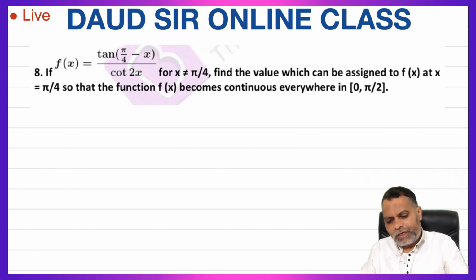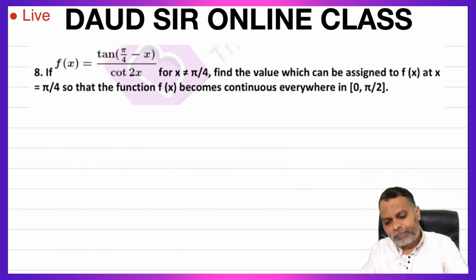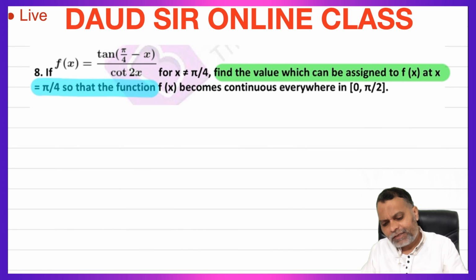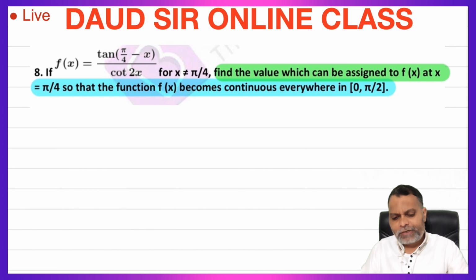Question number 8. If f of x is equal to tan of pi by 4 minus x upon cot 2x, for x is not equal to pi by 4, find the value which can be assigned to f of x at x is equal to pi by 4 so that the function f of x becomes continuous everywhere in the closed interval 0 to pi by 2. Here we have to assign the value of f of x at x is equal to pi by 4 where the function becomes continuous everywhere in this interval. Means simply we have to find out the value of f of pi by 4, the value of the function at pi by 4.